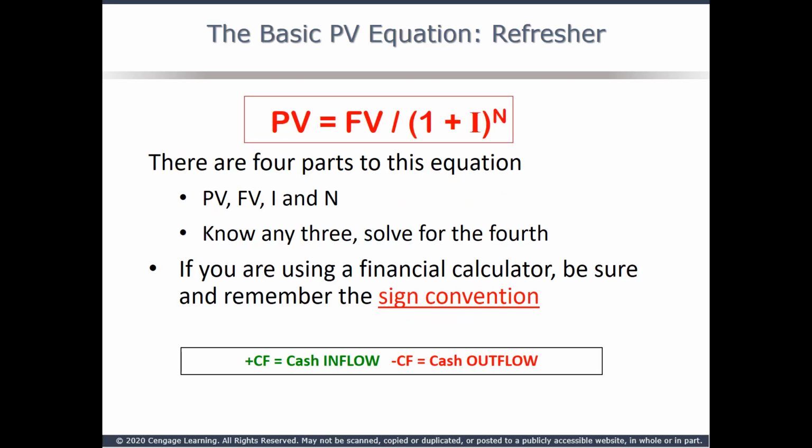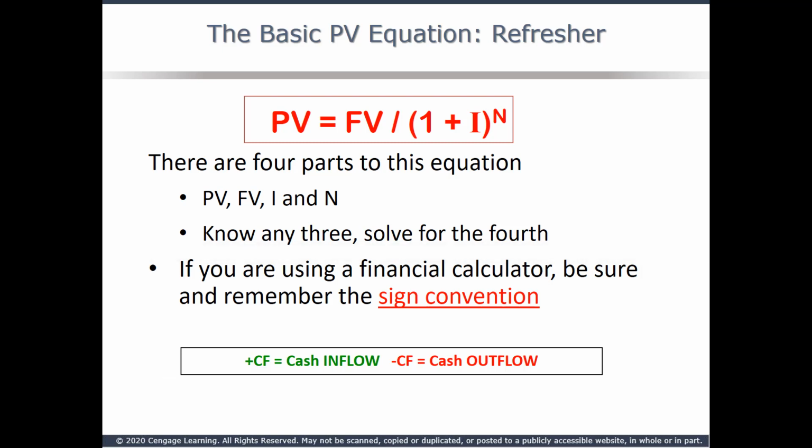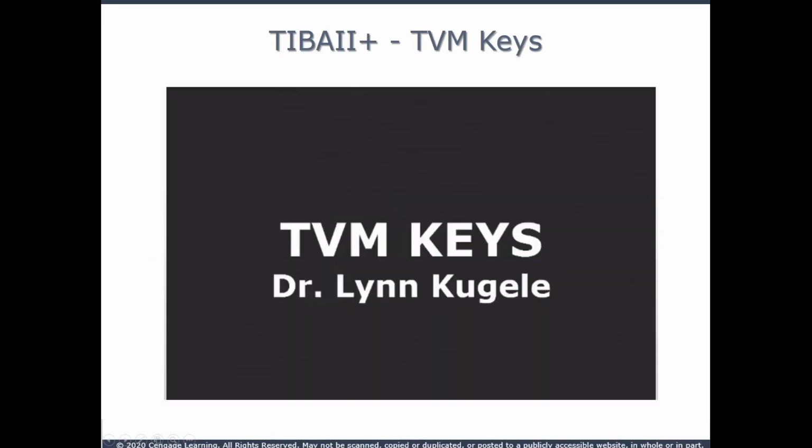As a refresher, here's the basic present value equation. It has 4 parts, PV, FV, I, and N. In your calculator, enter any 3 plus a 0 in payment and solve for the 4th. And don't forget the sign convention. Inflows to you are positive. Outflows from you are negative. This video tutorial is posted in Blackboard.